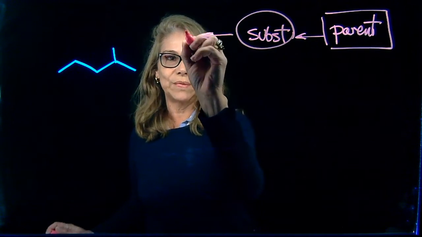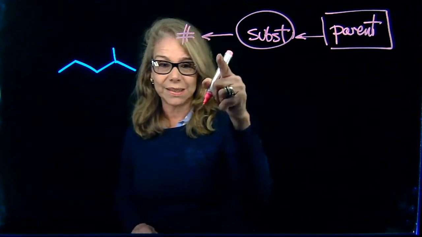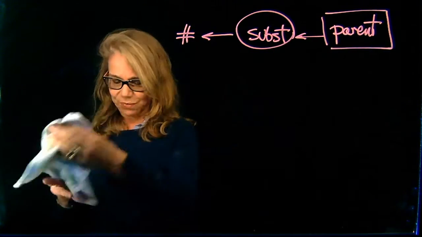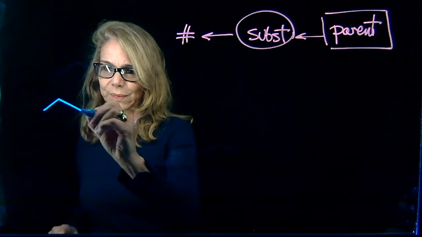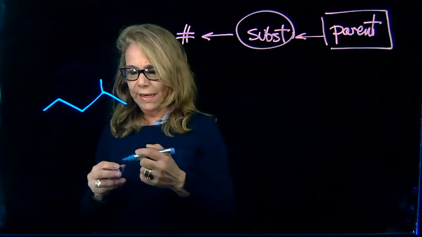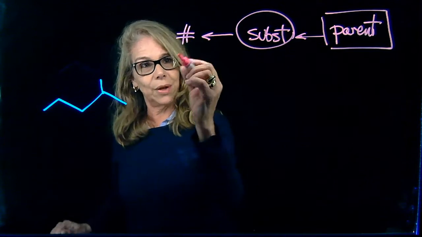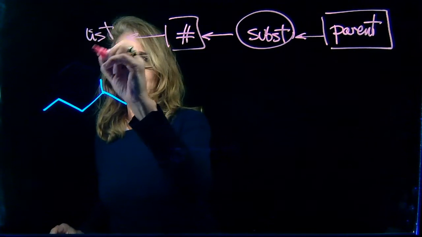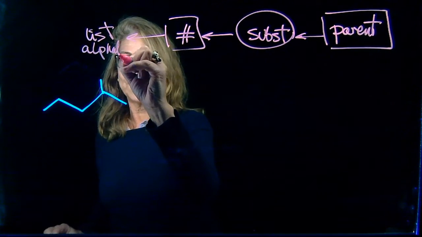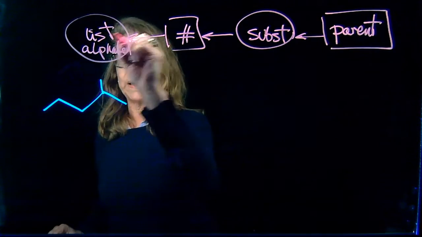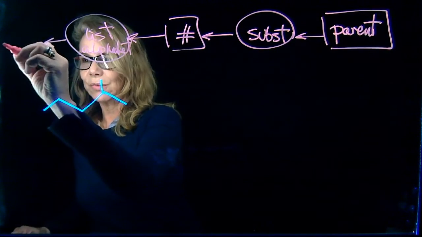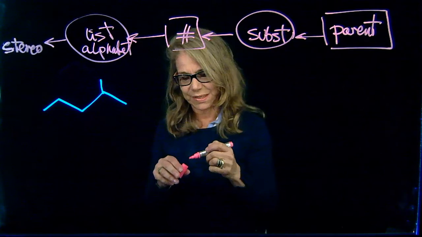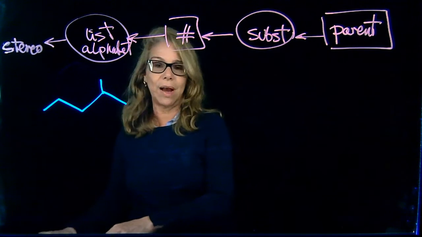Then we need to assign numbers to that chain, paying attention that I need to give the smallest number possible to the substituents. And after I do assign those numbers, I need to list the substituents alphabetically. Later on, we might need to add other elements here, which is stereochemistry, defining other elements. But right now, we're going to be doing mostly this step.